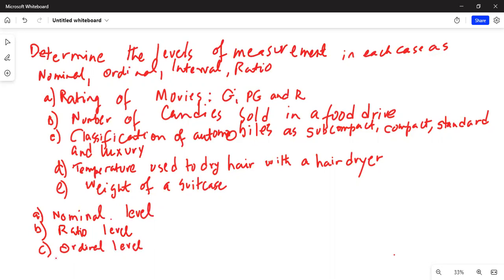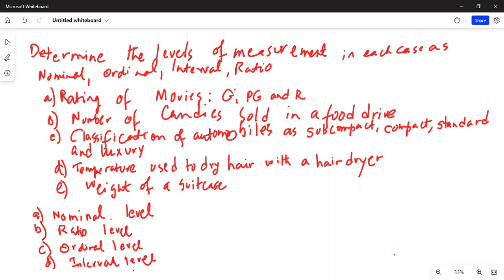And then part D, temperature used to dry hair with a hair dryer. Now, temperature, as you all know, is an interval level of measurement because 30 degrees minus 20 degrees is 10 degrees Fahrenheit, and 20 degrees minus 10 degrees is also 10 degrees. So intervals are important, but ratio is not important. You cannot say 30 degrees is twice as warm as 15 degrees. So ratio is not important here. This is interval level of measurement. It is definitely not ratio.